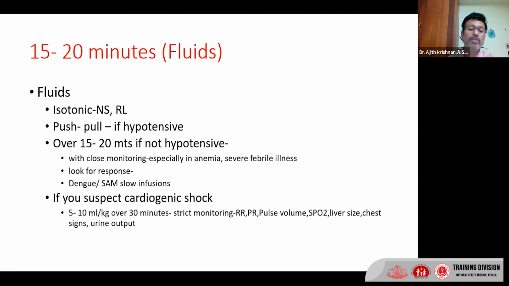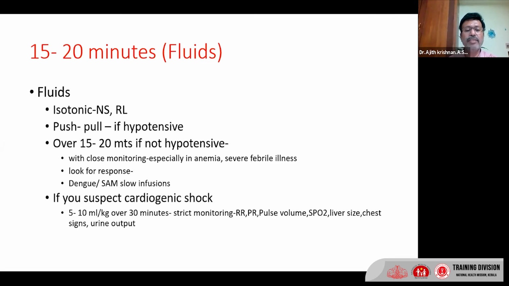So whatever fluid you are giving, whatever the condition, you have to give it with close monitoring and look for the response. Next fluid depends on the response to this fluid. Another thing is that in dengue and severe acute malnutrition, you should give slow infusions. So I'll come to the fluid rate.